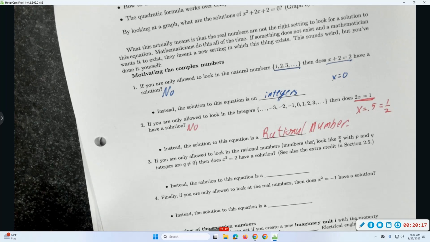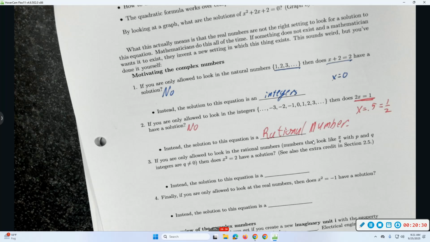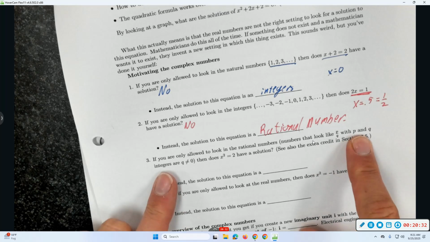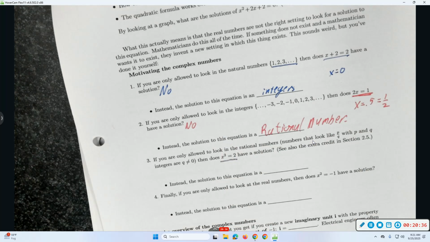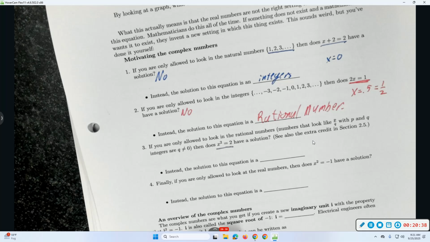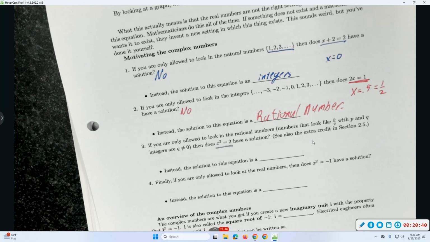So that gives you lots of numbers. It gives you any decimal value that terminates or repeats. But it doesn't give you enough yet. So let's suppose that you believe in rational numbers now. Things that look like p over q with p and q integers and where you don't divide by 0. X squared equals 2. Can you solve that over just the rationals?